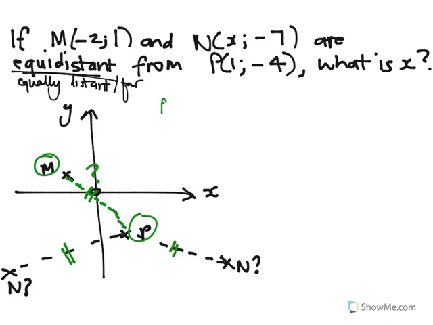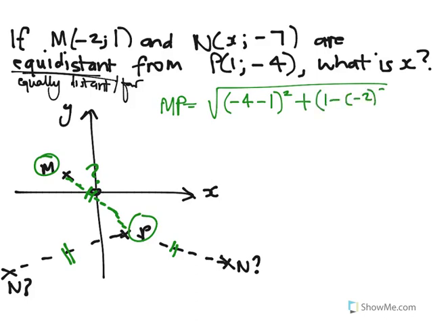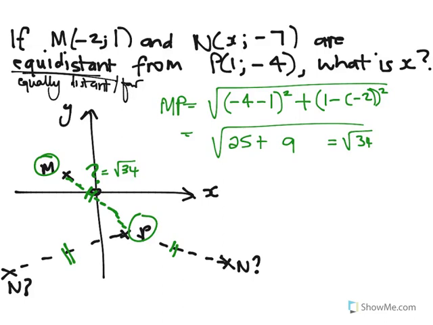So we'll say MP is equal to the square root of minus 4 minus 1 squared plus 1 minus 2 squared. Right, so minus 4 minus 1 and 1 minus 2. So that would be 25 plus 9, which is the square root of 34. So we now know that this distance is square root 34, and all we know about N is its y coordinate.